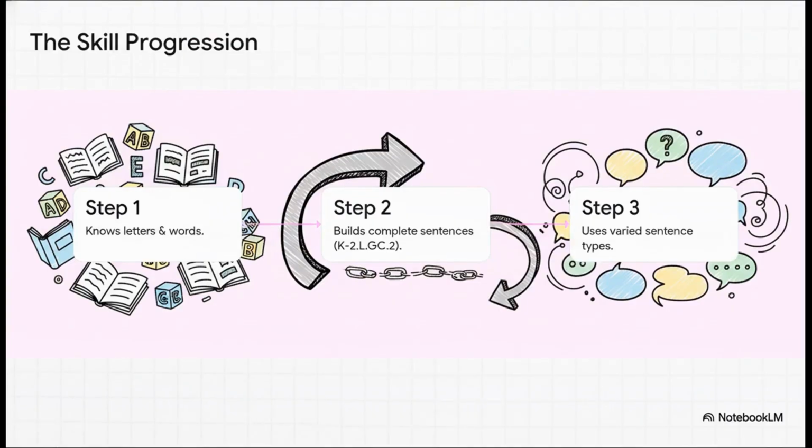And this slide really puts it all into perspective. Our students, they come to us at step 1, right? They have a toolkit full of letters and some words. Our job is to guide them to step 2, teaching them how to assemble all those parts into a complete sentence. This is the absolute critical bridge that gets them to step 3 and beyond, where they start using all kinds of different sentences to express really complex ideas.